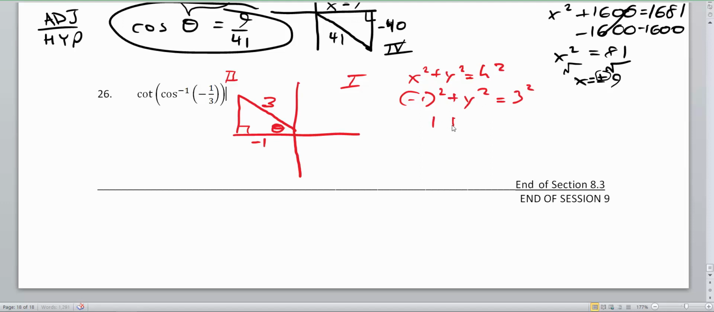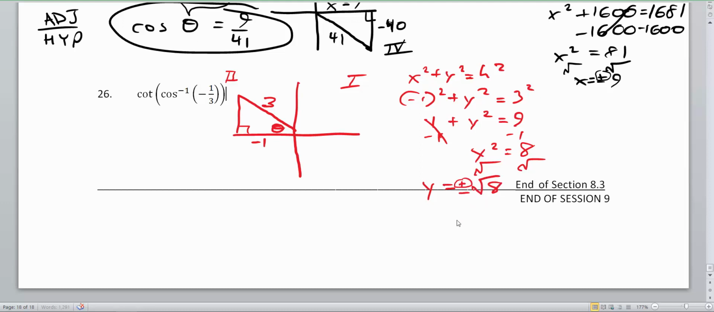Negative 1 squared is 1. y squared is just y squared. And 3 squared is 9. Subtract 1 from both sides. That inverse operation simplifies the 1's and gives me y squared is equal to 8. Then we take the square root of both sides, and this is where things get a little tricky. y is equal to plus or minus the square root of 8.